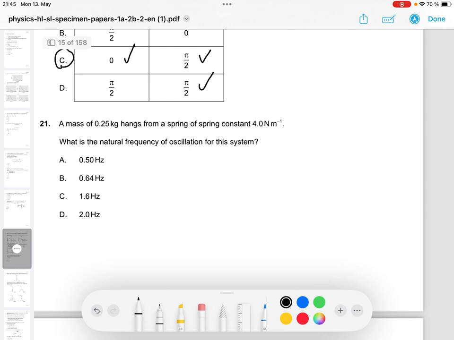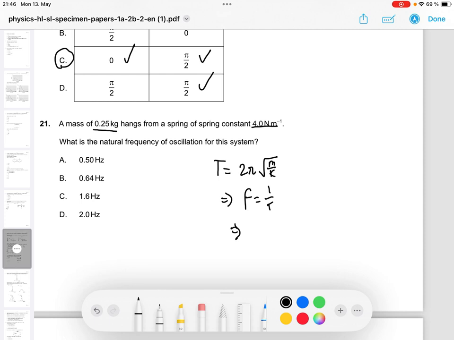Now, this question says a mass of 0.25 kilogram hangs from a spring of spring constant 4 newton per meter. What is the natural frequency of oscillation for this system? So we're given that T equals 2 pi root m over k. Therefore, we're also given that frequency equals 1 over period.